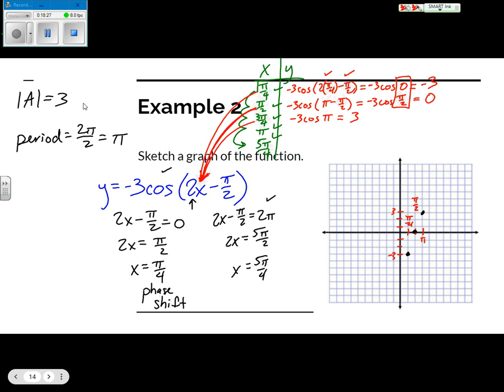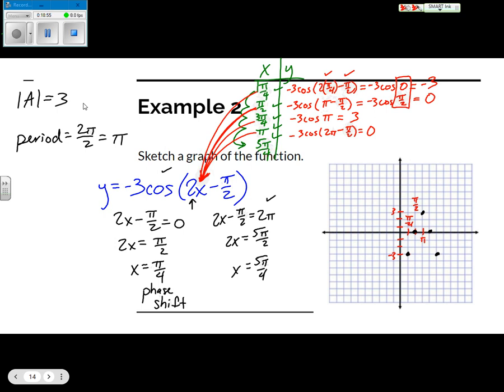Let's plug in pi. When I plug pi in for this x, I get 2 pi. 2 pi minus pi over 2 is 3 pi over 2. Cosine of 3 pi over 2 is 0. So I'm back to 0. Do you see the cosine graph that's forming? It came back to here. Where do you think the next one's going to be? I bet you my next answer is -3.